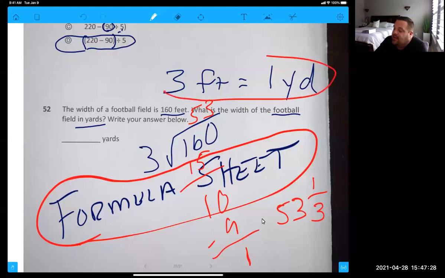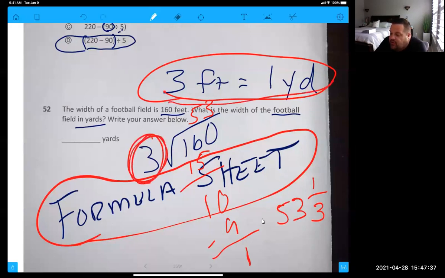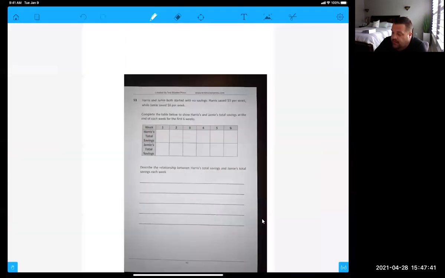You've got to use the formula sheet. They basically give you the answer once they tell you that, but you would never know to divide by 3 unless you know this formula, and they give it to you. All right, let's keep going.